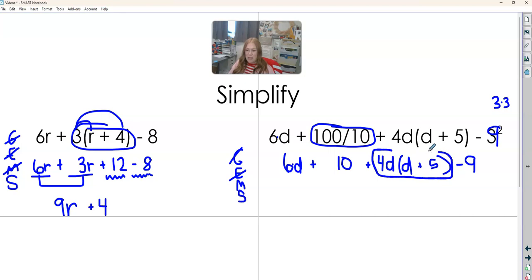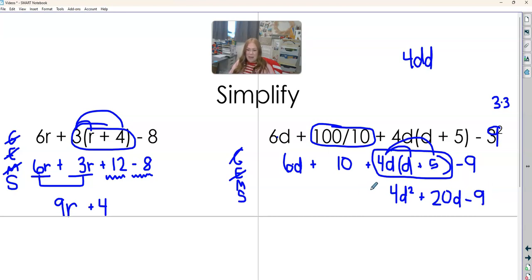We need to distribute and give this 4d to the d and this 4d to the 5. We have to give to everything inside of there. So 4d, and this is right, 1d. So 4 times 1 is 4. d times d is d squared. So when we multiply, I could write it 4dd, but mathematicians like to simplify it as much as possible, so it's quicker to write 4d squared. And we have 4 times 5 is 20. Don't forget to give the d here. So we had 4 d's 5 times makes 20 d's.